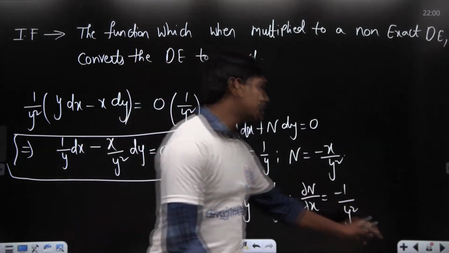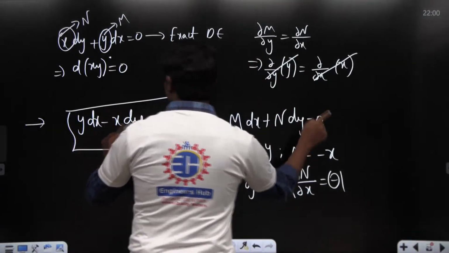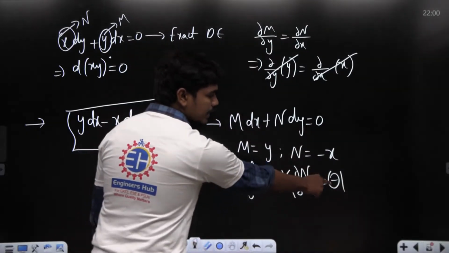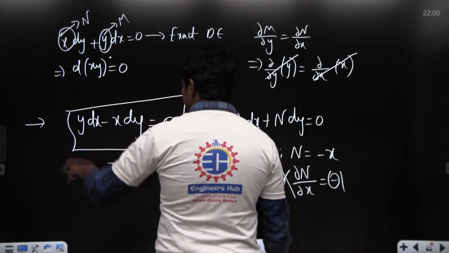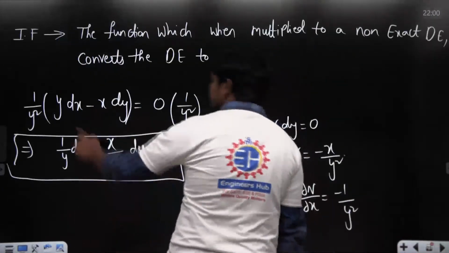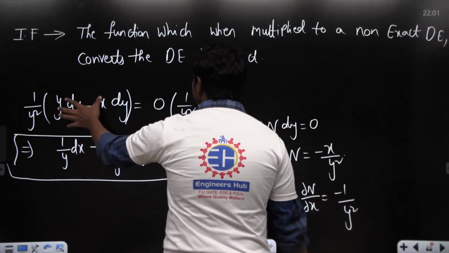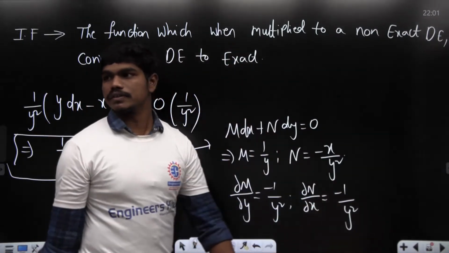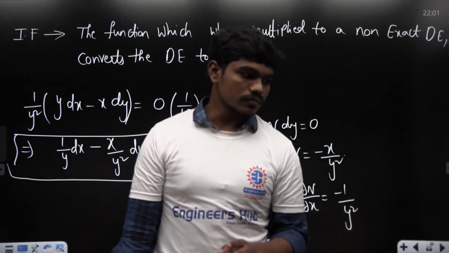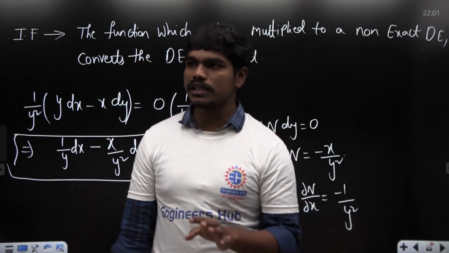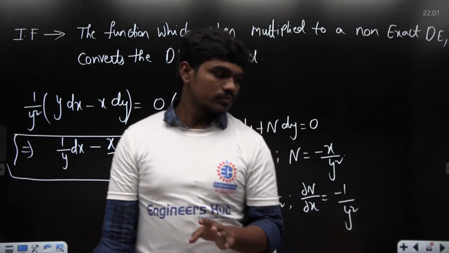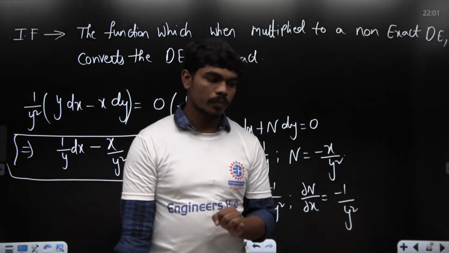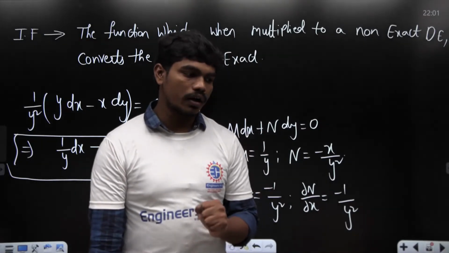Initially, when you checked the exactness condition for the original equation alone, it failed, correct? Because here it is 1 and here it is minus 1. But now, multiplying this inexact differential equation with 1 by y square, it got converted to an exact differential equation. Can you all understand this much, till this point? Yes or no? Please respond.